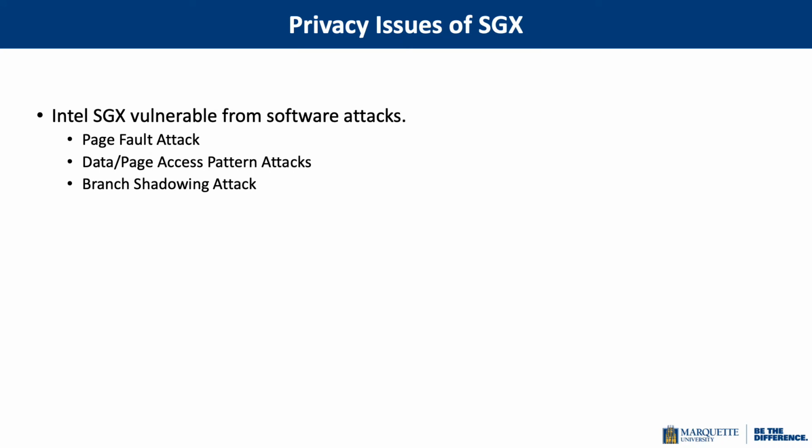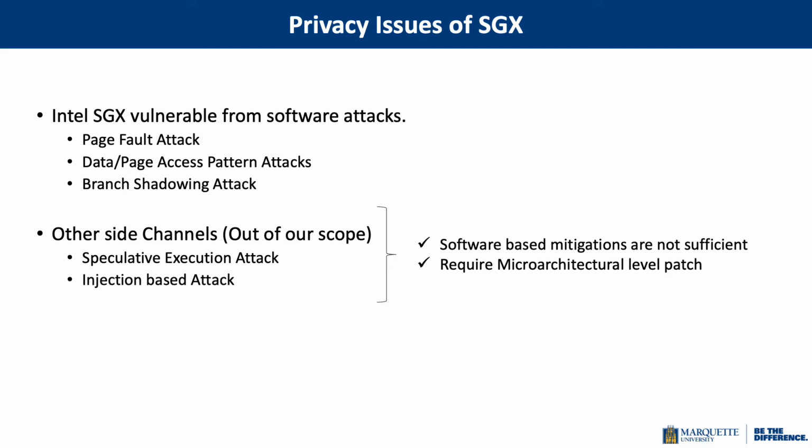Intel SGX is secure to be deployed in a cloud server. However, it still has some privacy issues. Intel SGX is vulnerable to software-based attacks such as page fault attacks, data or page access pattern attacks, and branch shadowing attacks. In this research, we are going to focus on these software-based side channel attacks. On the other hand, there are other side channel attacks too, such as speculative execution attacks or injection-based attacks. Since software-based mitigations are not sufficient, or may require microarchitectural level patches, we keep these side channels out of our scope.